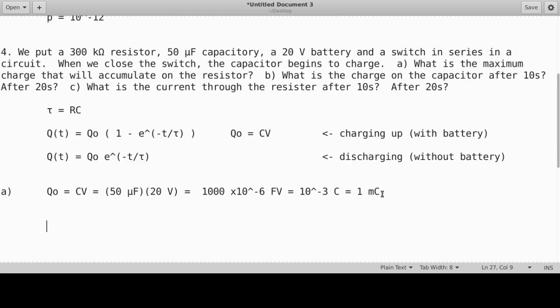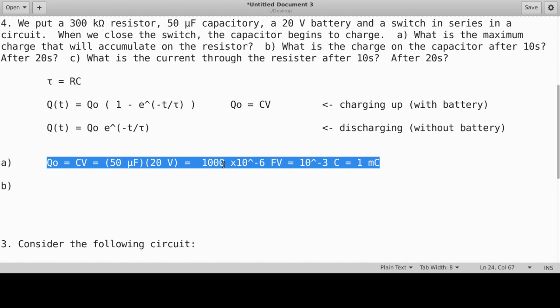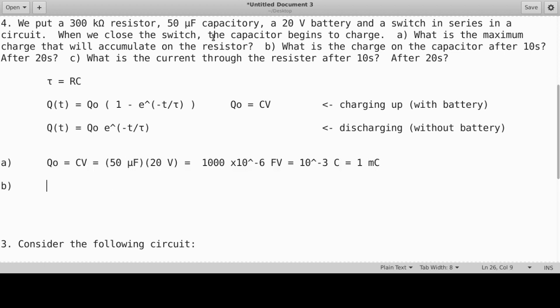Okay, so that's the maximum it's going to build up to. It's going to build up to 1 millicoulomb charge. All right. There we go. B. All right. So no resistor. Resistor doesn't affect the maximum charge accumulated.